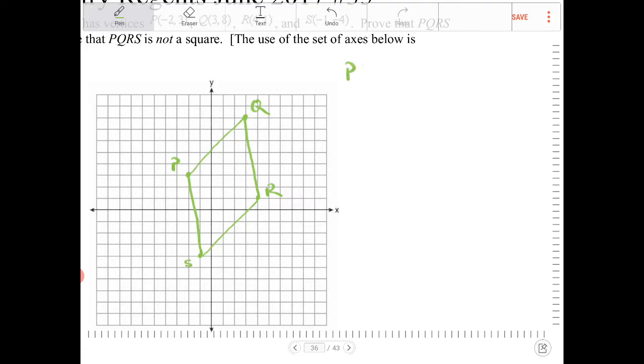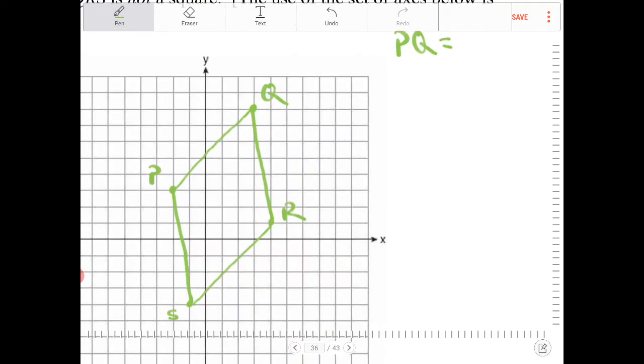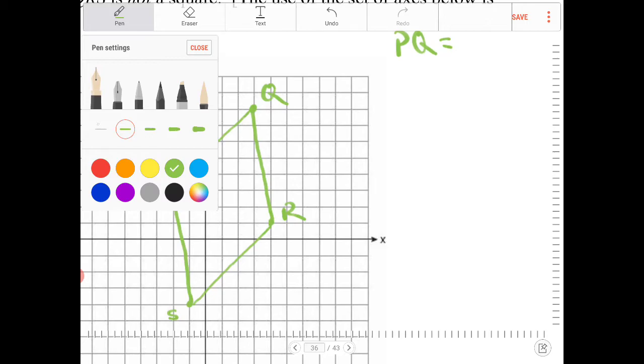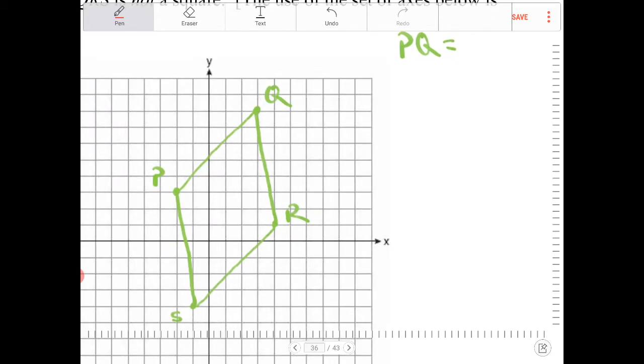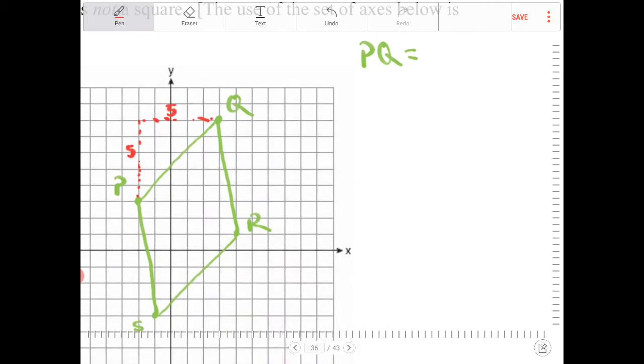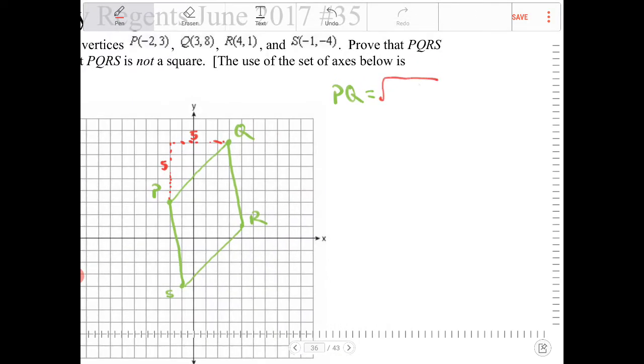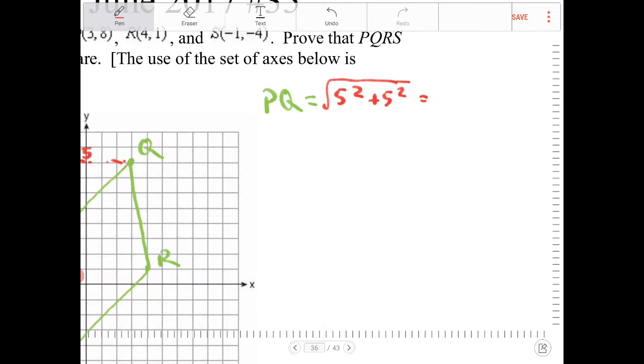So I know that PQ has a length of, let's see here, I'm going to use a different color to demonstrate this. Going from P to Q, I'm going to go up 5 and over 5. So PQ is going to be the square root of 5 squared plus 5 squared, and if you do this, this will be square root of 50.